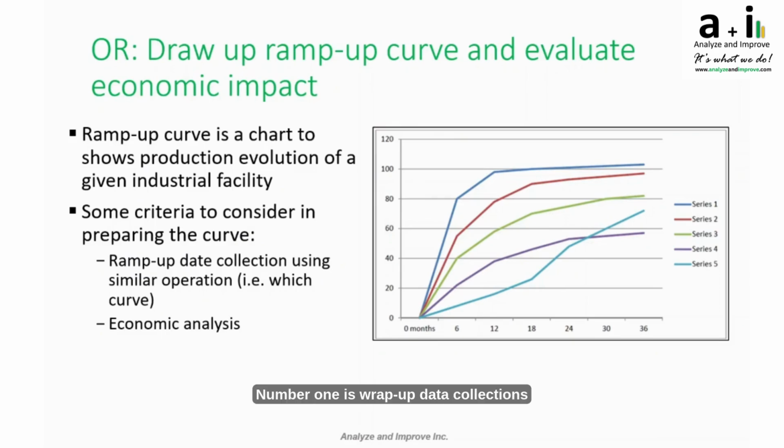Number one is ramp-up data collection using similar operations. Which curve to choose from? For example, Series 1 or Type 1 is for mature technology, standard equipment, and/or thorough testing.